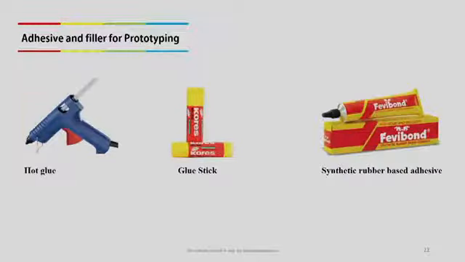We can also use hot glue. With the help of hot gun we can use it. Next is glue stick. While sticking papers we can use it, and also synthetic rubber based adhesive. Any kind of plastic or rubber material can be joined with the help of rubber adhesive.